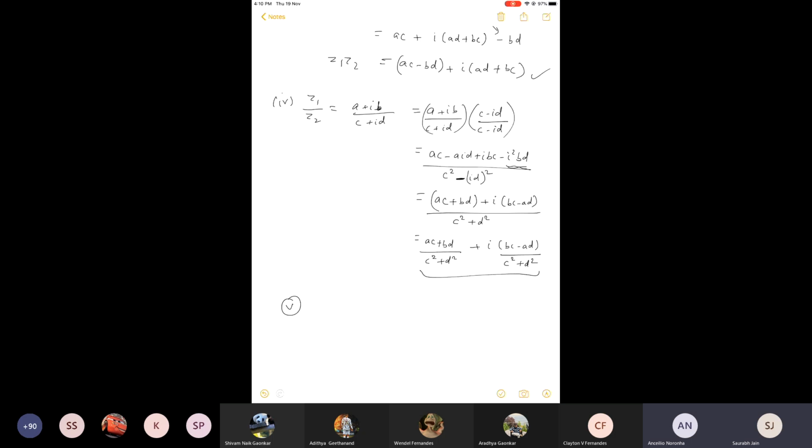Now the fifth part is existence of multiplicative inverse. Let us see what this is.